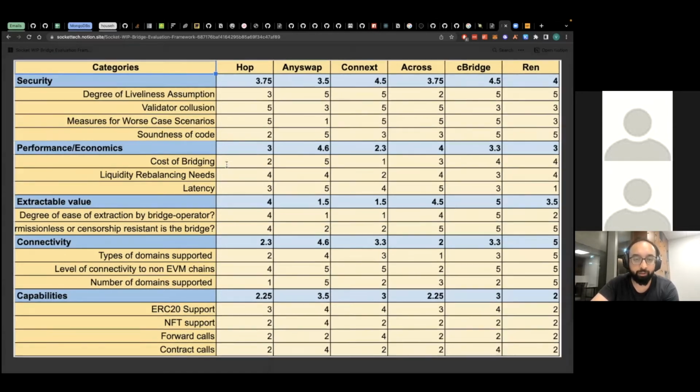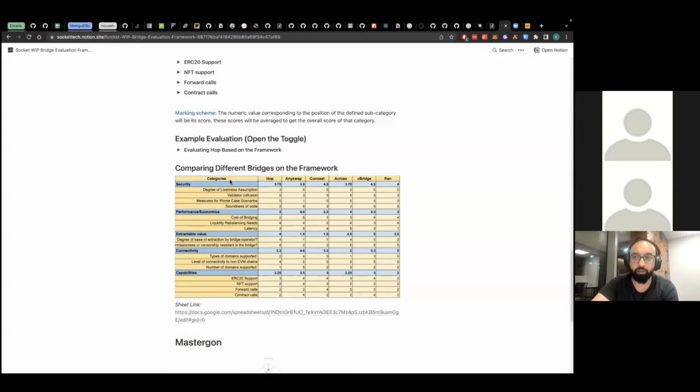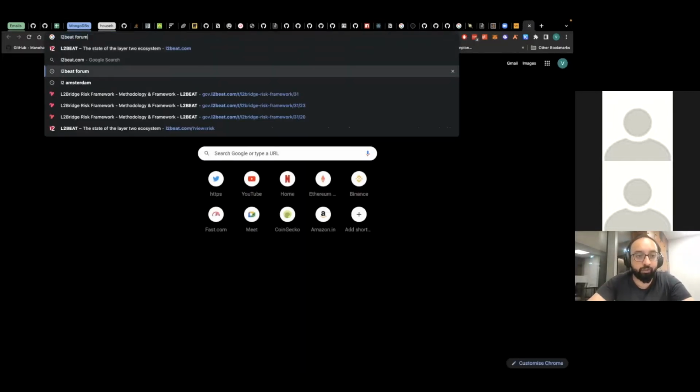So we collaborated with the team at L2Beats to create a forum. We created a proposal for the L2Beats community, and our objective there is to use the L2Beat community, the excellent group of researchers that they have, to reason about things better, and then derive the security scores that we ultimately wanted to, right? Let me just show you how that looks.